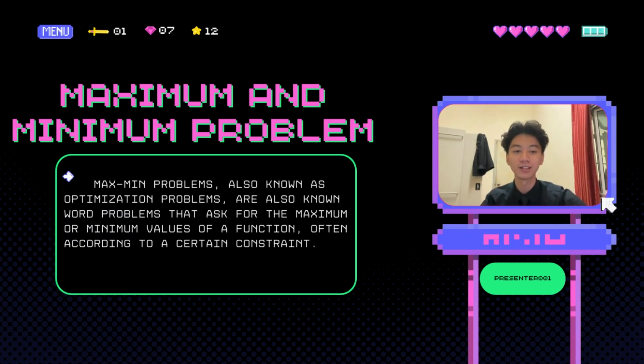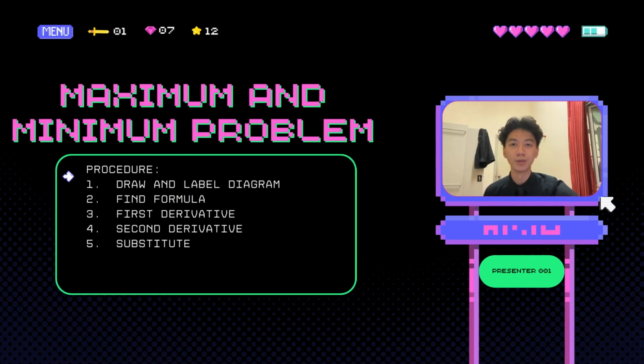Next, the application for maximum and minimum problems. The maximum and minimum problems, also known as optimization problems, are word problems that ask for the maximum or minimum values of a function, often according to a certain constraint. To do the maximum and minimum problems, first and foremost, you should always draw and label the diagram. Secondly, you should find the formula. Thirdly, you should use the first derivative and the second derivative. And last but not least, you should always substitute the answer.